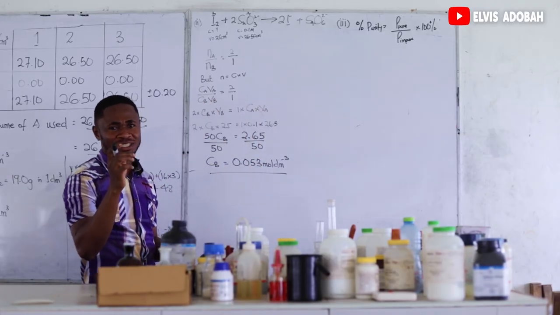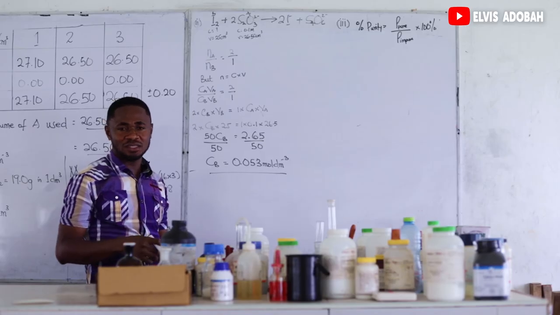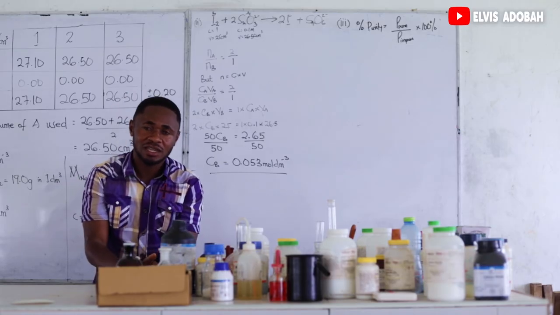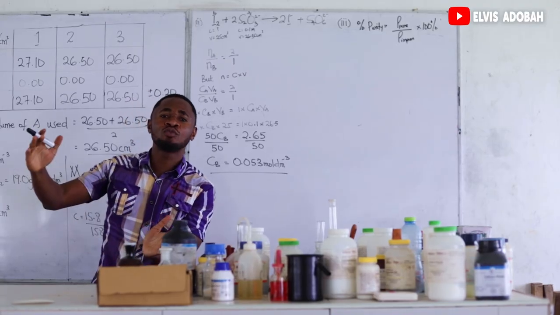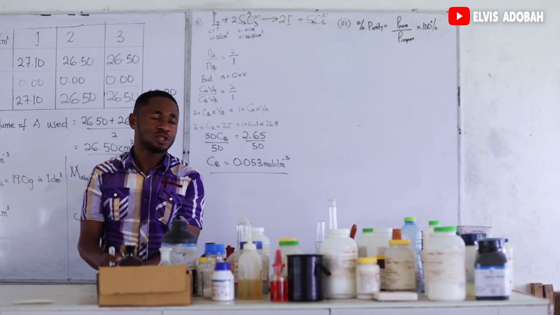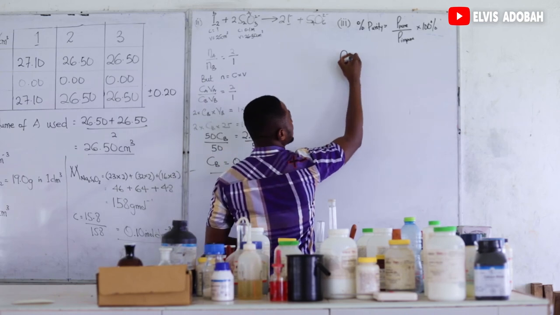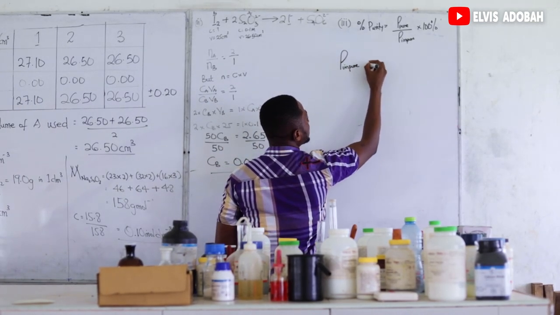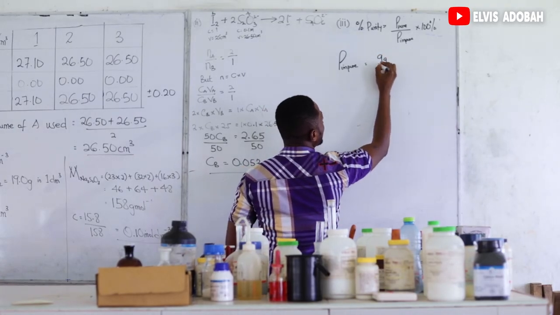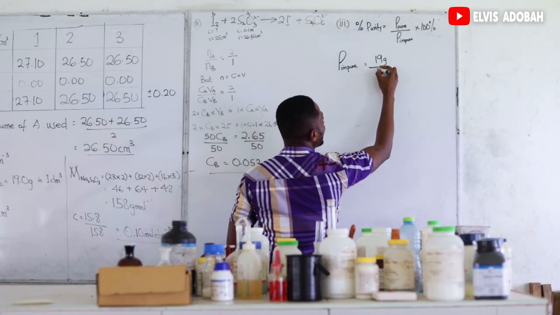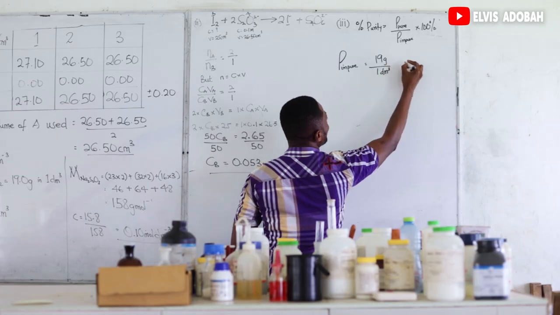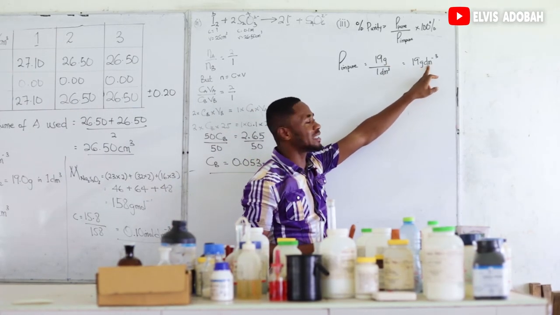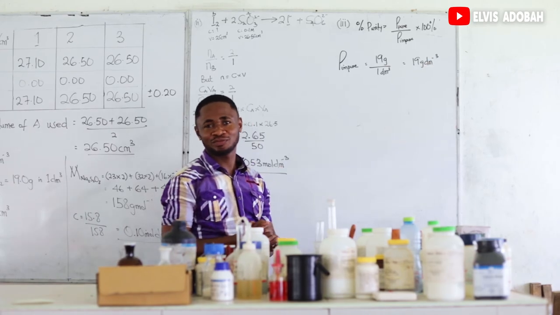From the beginning of the question, we said that we had 19 grams of impure iodine, and the solution had a volume of 1 decimeter cube. So the mass concentration of the impure sample is 19 grams in 1 decimeter cube. And that will give us 19 grams per decimeter cube.